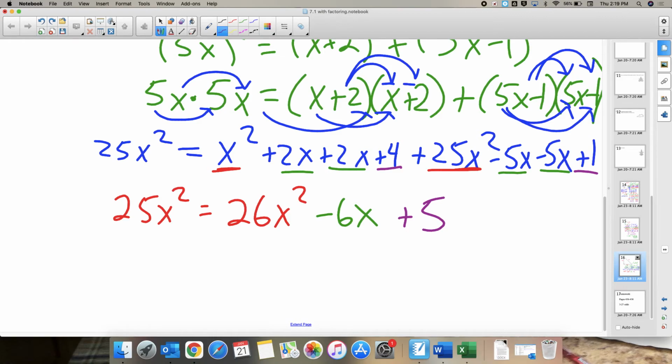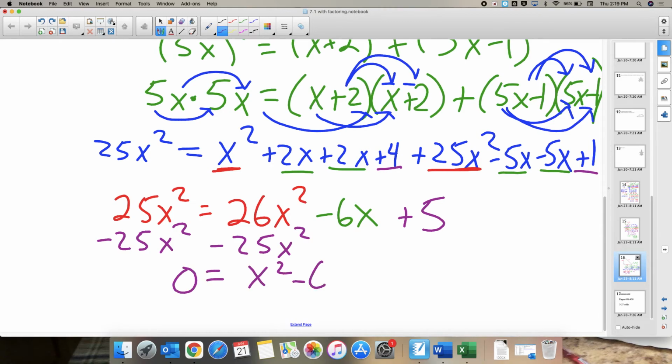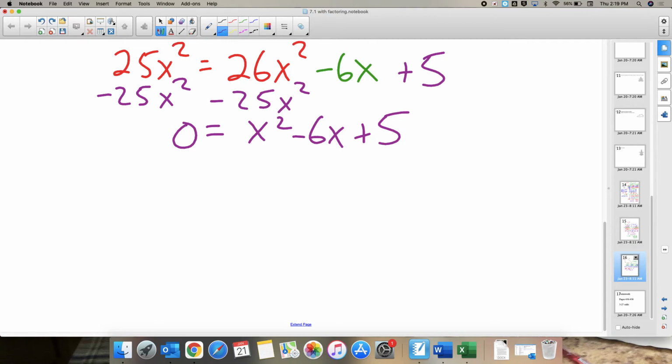Step 1 in factoring: set it equal to 0. So we have to subtract 25x squared from each side. We have 0 equals x squared minus 6x plus 5. Unfortunately, here we do have exponents to the second power and to the first power, so I am going to have to factor this. Next, we look to see, is there a GCF for x squared, negative 6x, and a positive 5? There is not.